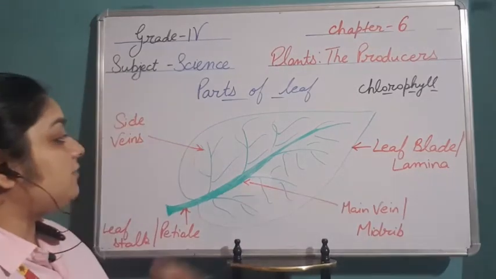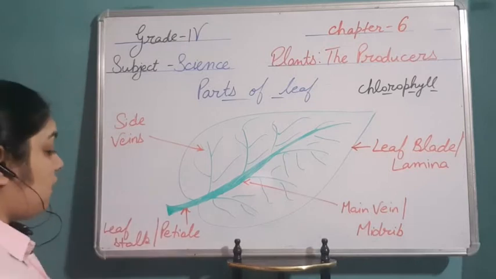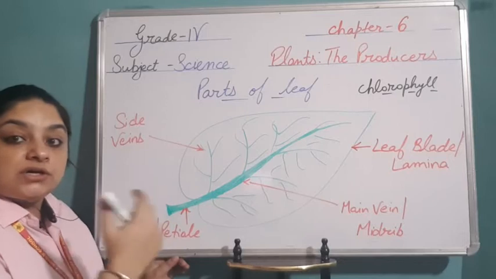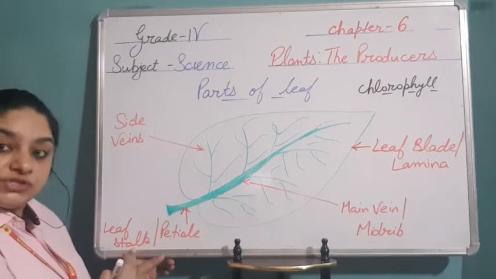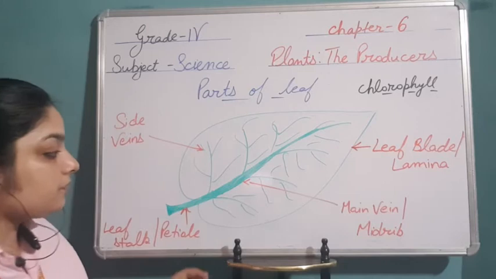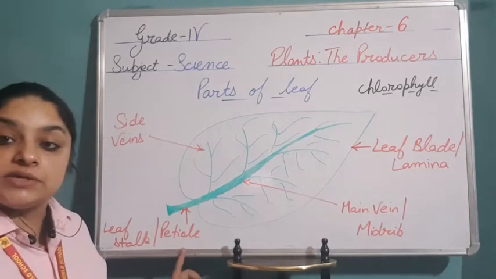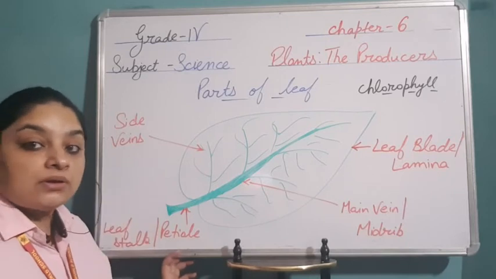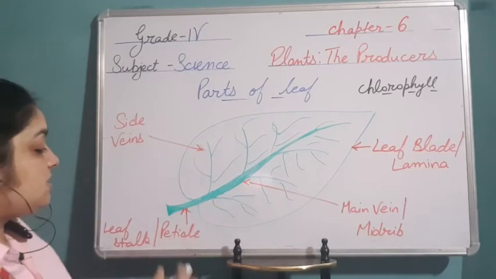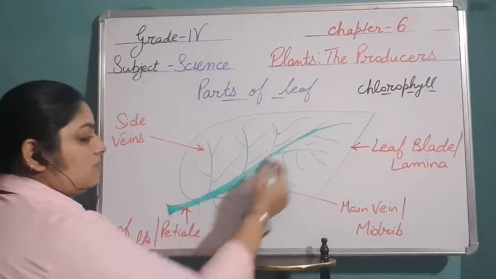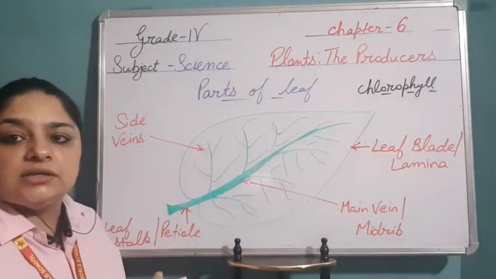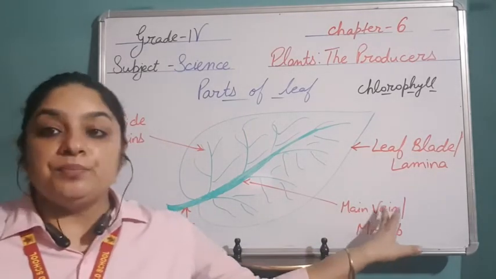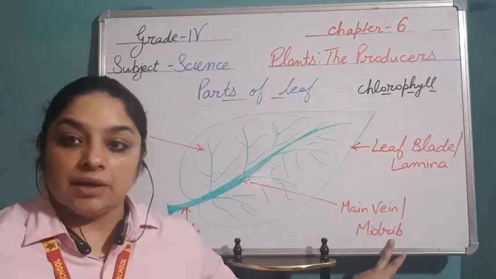Now first we'll study the different parts of the leaf. First of all, the part with which the leaf is attached to the branches of the plant is known as either leaf stalk or petiole. It is the part with the help of which the leaf attaches to the branches of the plant. After this, we can see a main line, a center line in the leaves, right? That main or center line is known as either main vein or midrib.